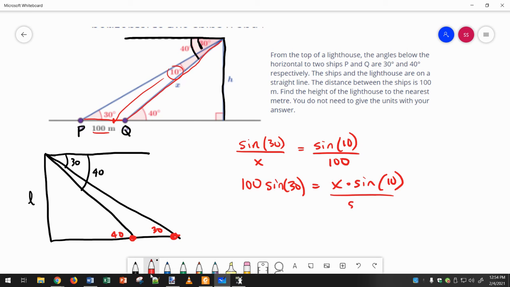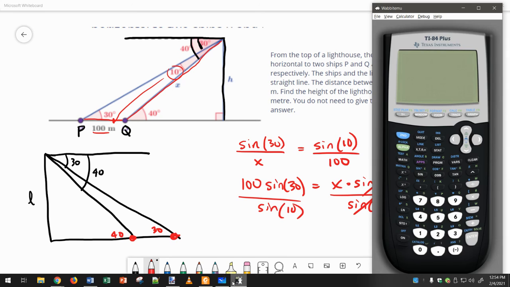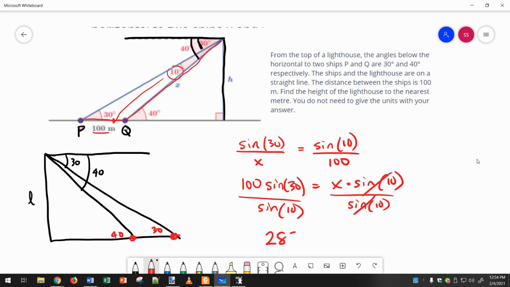So then we cross multiply: 100 times sine of 30 equals x times sine of 10. And then we divide both sides by sine of 10 to cancel that out. And we can type this part into our calculator. 100 times sine of 30. Make sure we're in degree mode. And then divide by sine of 10. And we can figure out what x is. 287.9.